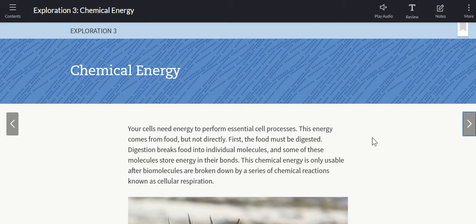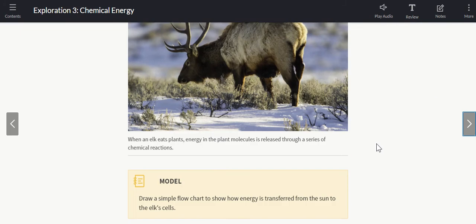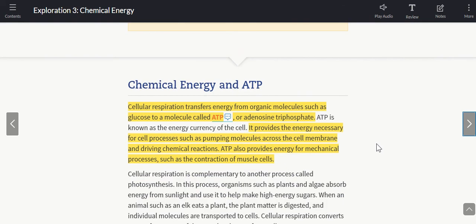There's other types of chemical energy, like a battery. Gas that you put in your car is a form of chemical energy because it's energy that's stored that can be transported and then ultimately released. But for your cells, the type of chemical energy that we're going to talk about is a molecule called ATP. All right, so let's talk about ATP.